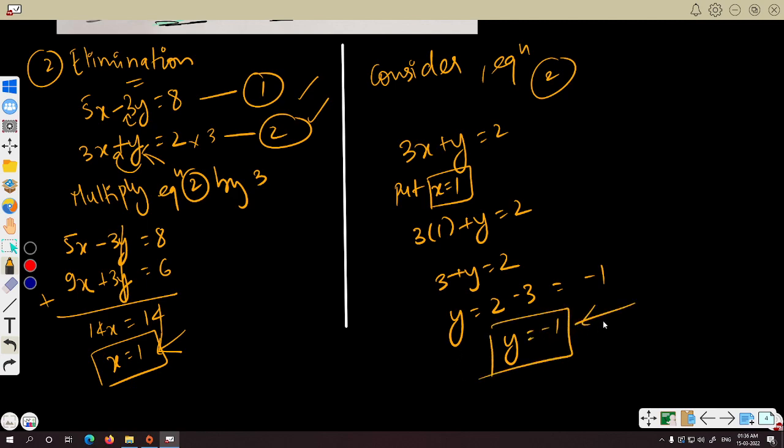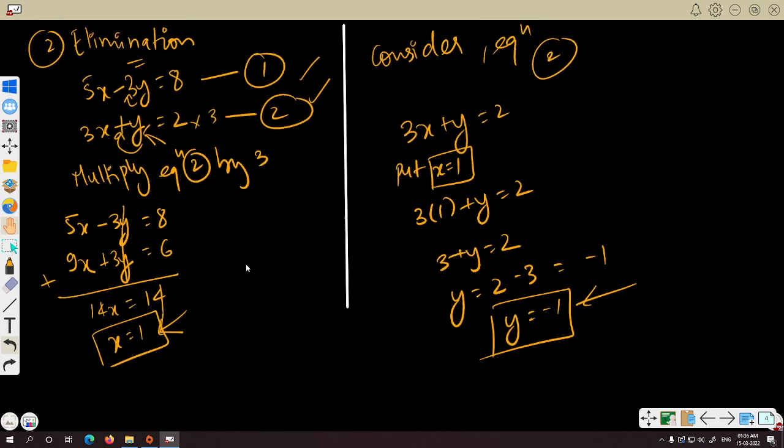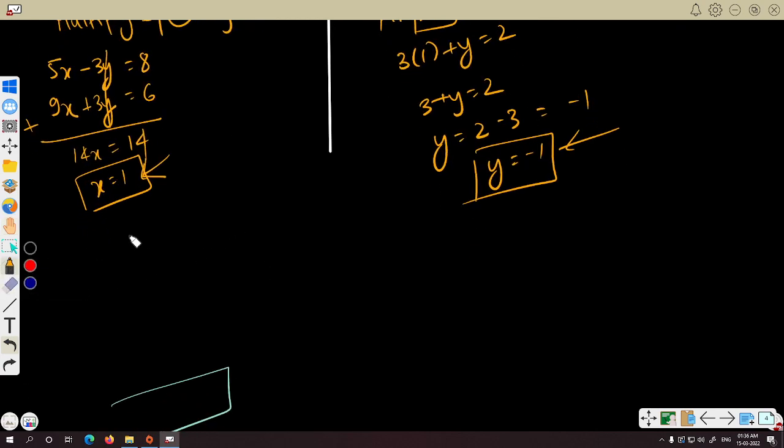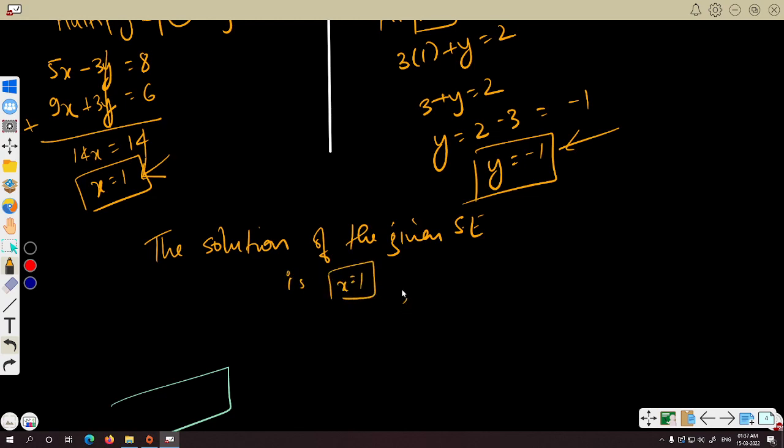Now if you look at this, in the previous case y was minus 1, and in this case again the answer remains the same. Again you will write a statement, make a habit of this. The solution of the given simultaneous equation is x is equal to 1 and y is equal to minus 1.